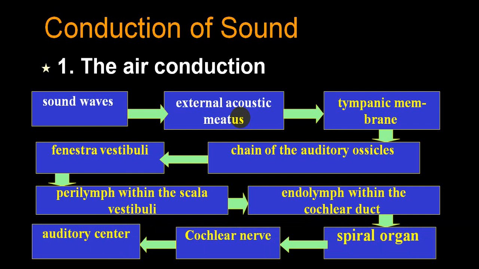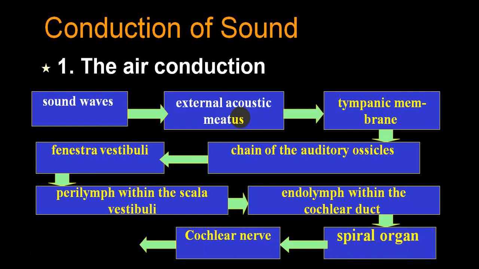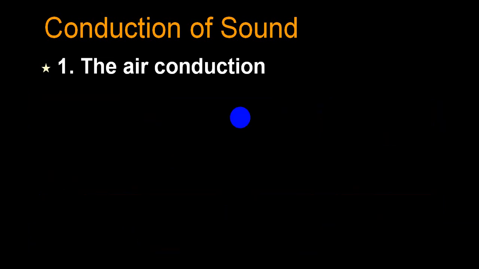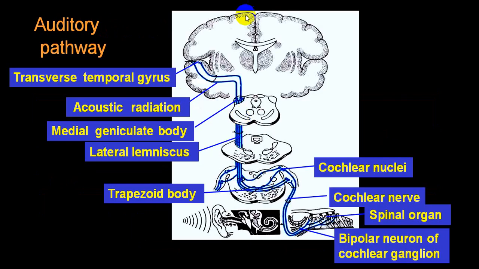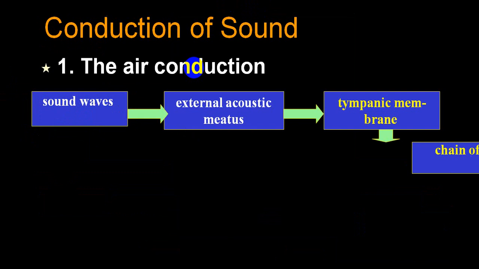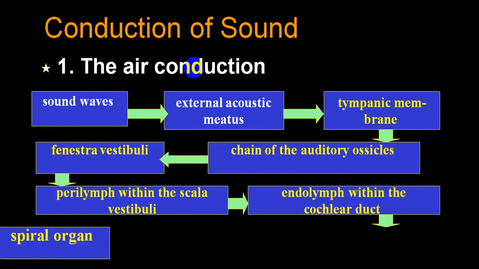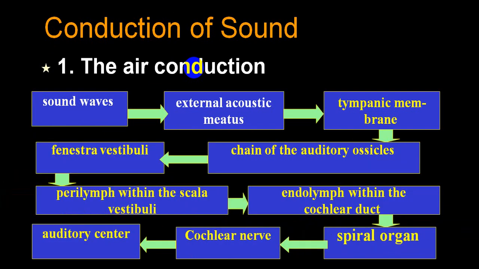And we have shown you that from the cochlear nerve it will end in the cochlear nucleus. The fibers will cross to the opposite side. It will ascend up in the lateral lemniscus. It will end, as we have shown you in the previous slide, in the medial geniculate body. From there you will get an acoustic radiation, and that will end in the temporal lobe. So this is called conduction of sound, air conduction.